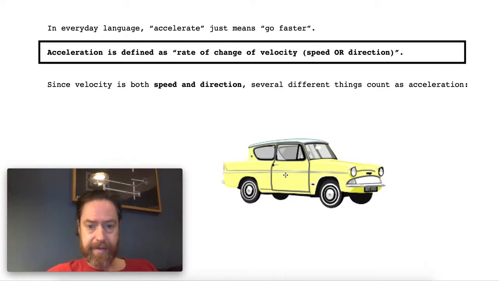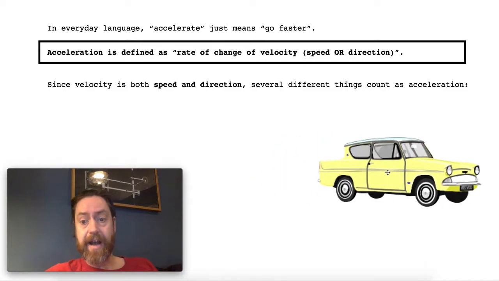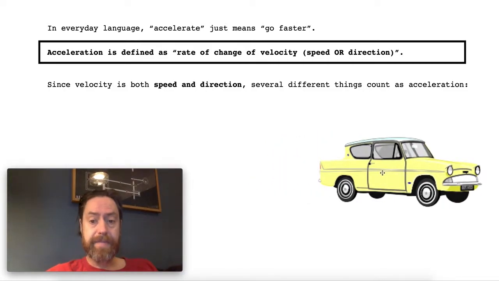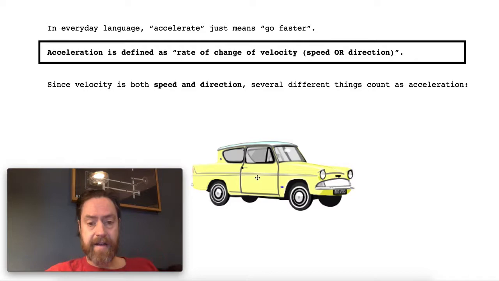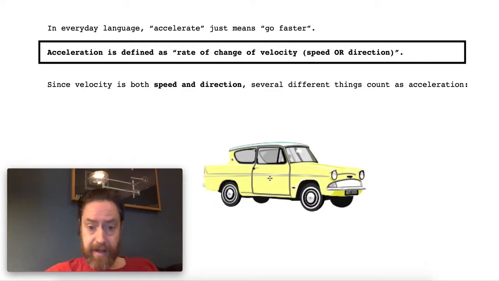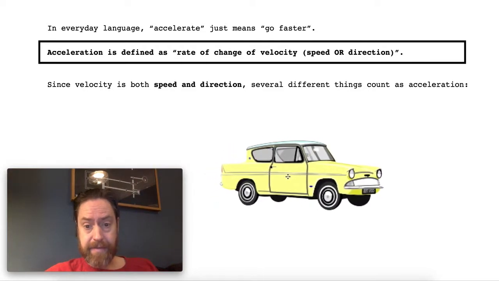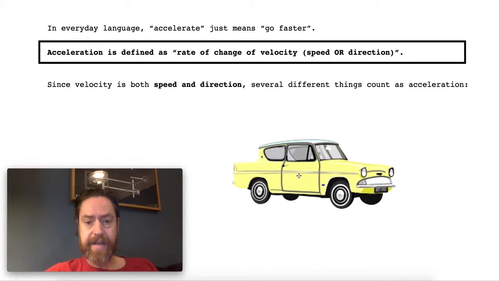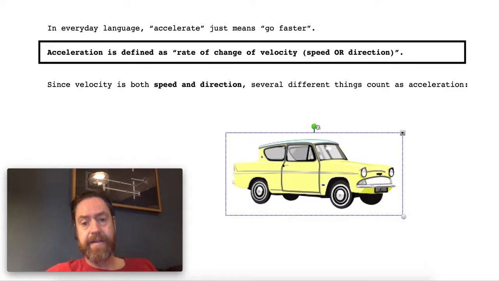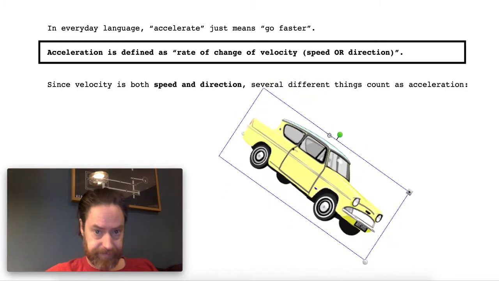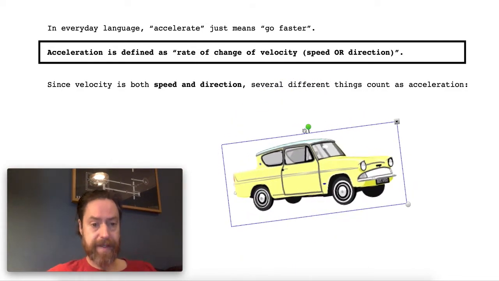So you need to remember that an acceleration could be a car that's not moving or moving slowly, speeding up. It could be a car that's moving along at constant speed and then someone puts the brakes on and it slows down to a stop. Or it could be the car changing direction. All of those would be accelerations.